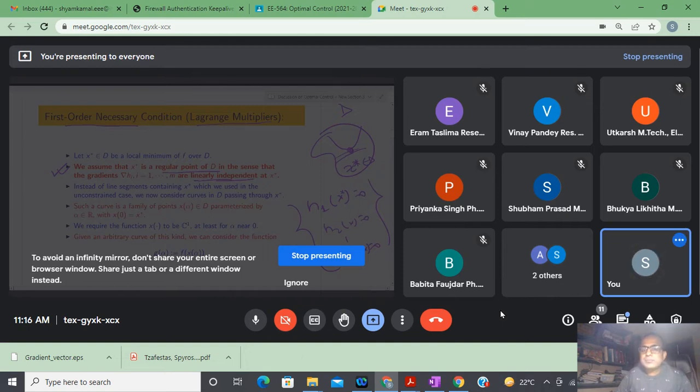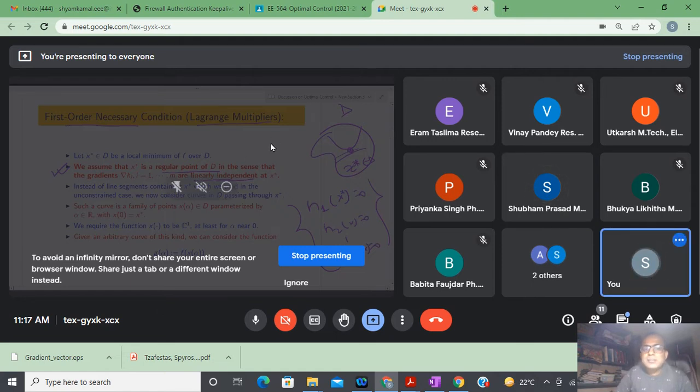Priyanka, could you please give me the algebraic condition such that v1, v2, up to vn are linearly independent? Priyanka, unmute yourself. Yes, sir. Sir, it is equal to 1. Shubham Prasad. Yes, sir. Good morning, sir. Good morning. Sir, I think the coefficient of each vector should be equal to 0. Yeah, for linearly independent, the coefficients are equal to 0.